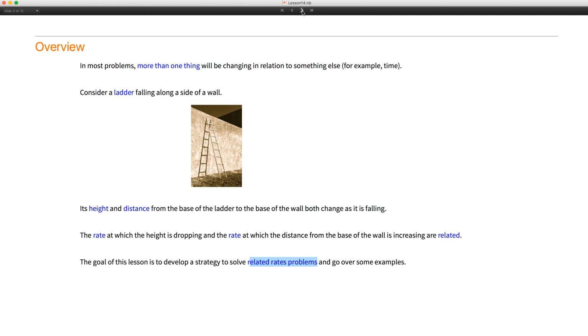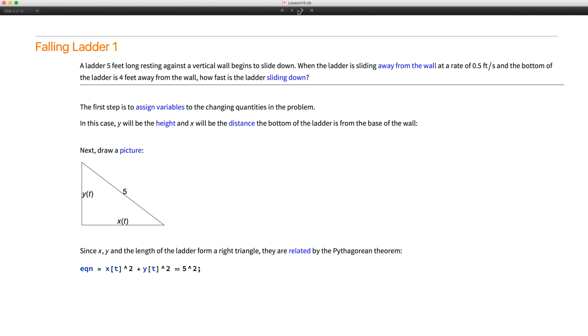Let's begin with an example, exactly the one we took early on of the falling ladder, but now with numbers in it. You have a ladder that's 5 feet long, resting initially against a wall, and then it starts to slide down. Let's say it slides away from the wall at a rate of 0.5 feet per second, and the bottom of the ladder is 4 feet away from the wall at a certain point. The question is, how fast is the ladder sliding down at that time instant?